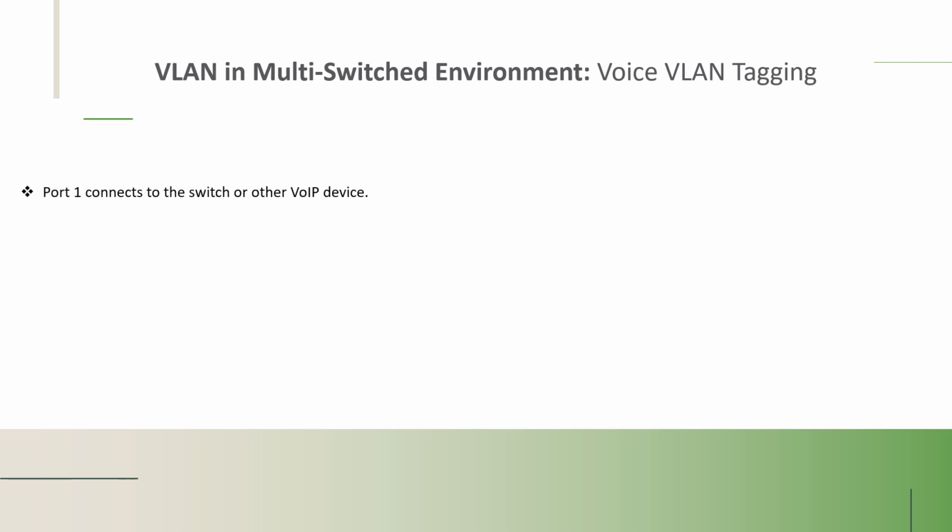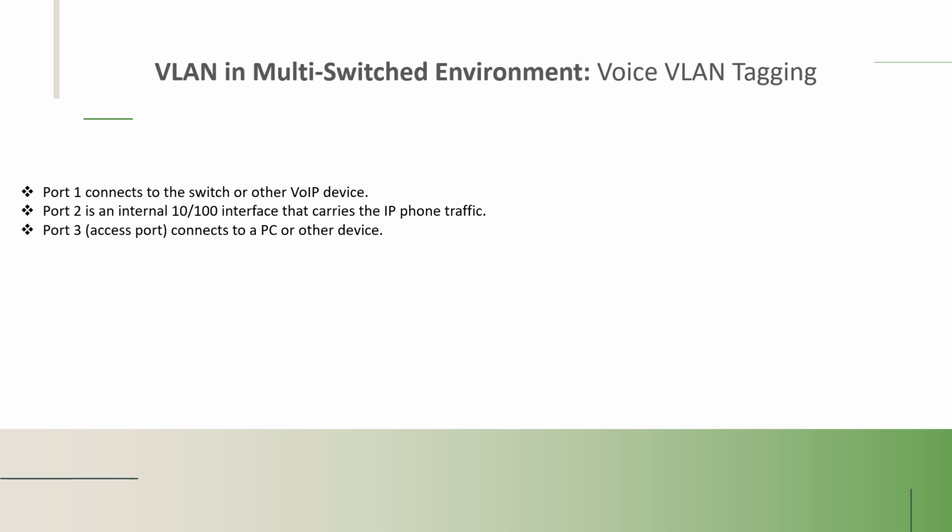There is a Cisco IP phone that contains an integrated three-port 10/100 switch, and the ports provide dedicated connections to the following devices. Port 1 connects to the switch or other voice over IP devices. Port 2 is an internal 10/100 interface that carries the IP phone traffic, and port 3 is an access port, which is to connect a PC or other device.